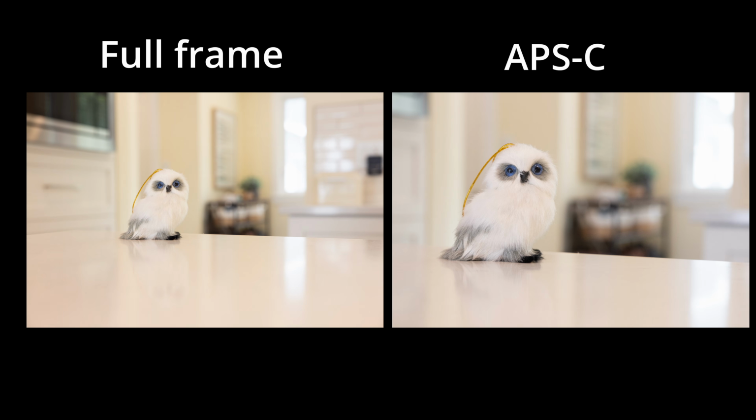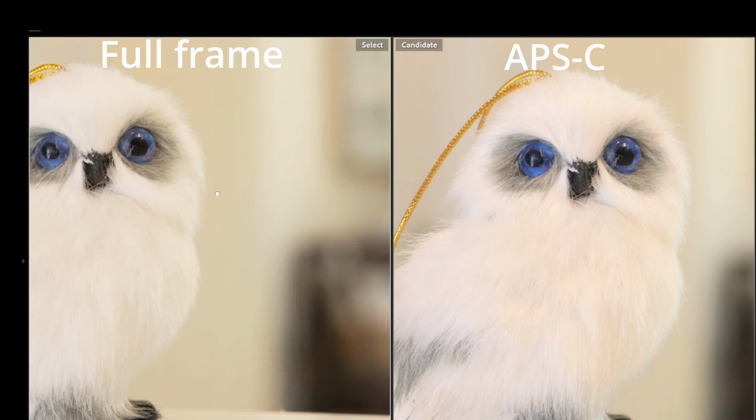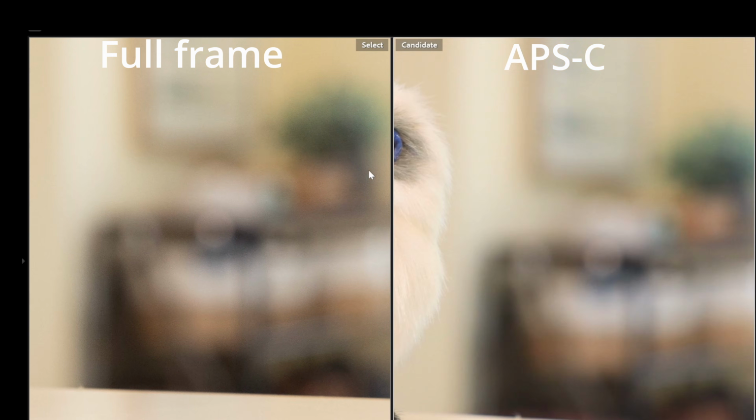And to test this, if I take the exact same lens with the exact same settings and take two photos, one on a crop sensor and one on a full frame, here are the two images. If I crop the full frame to the same field of view as the crop sensor, capturing a smaller slice of the picture, the resulting photos, including the depth of field, are identical.